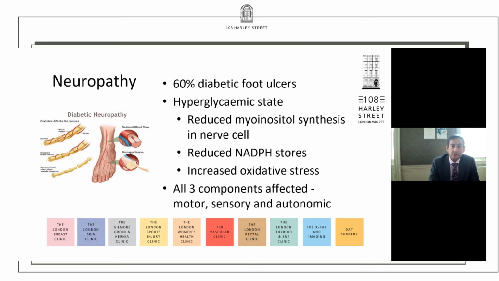Hyperglycemia also leads to reduced NADPH stores, which, if I take you back to medical school days, is responsible for most cell activity. All of this essentially means there's increased oxidative stress on the tissues, and the nerve tissues. We know that all three components will become affected, both the motor, sensory, and the autonomic components.